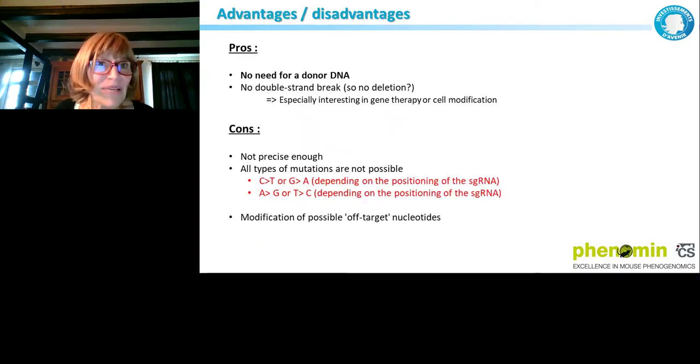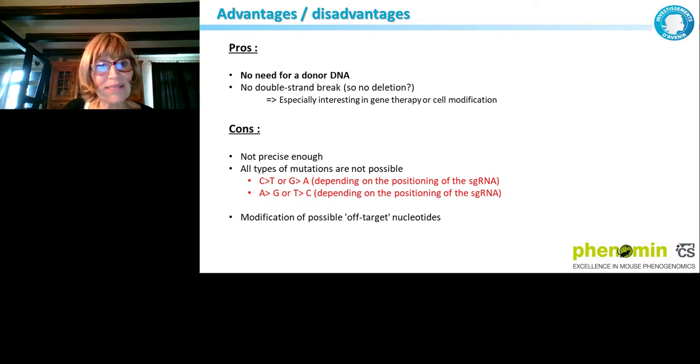How they present that in the papers is that there is a real advantage. There is no need to use a donor DNA. There is no double-strand break, so no deletion. That could be especially interesting for gene therapy or cell modification for therapy, because of course, when you use CRISPR-Cas, everyone is afraid about off-targets and so on.